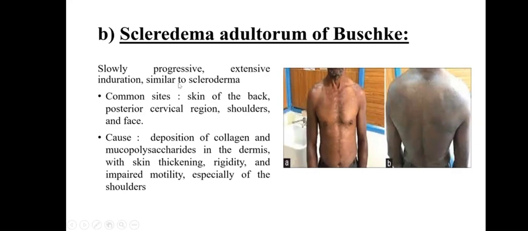It's a very slowly progressing disorder, and it's very similar to scleroderma. The commonest site is the trunk, and especially the scapular region and also the face. It is usually a hyperpigmented lesion, and it is mainly due to the deposition of collagen and mucopolysaccharides in the deeper skin layers. For this, we have to manage it at a greater level.